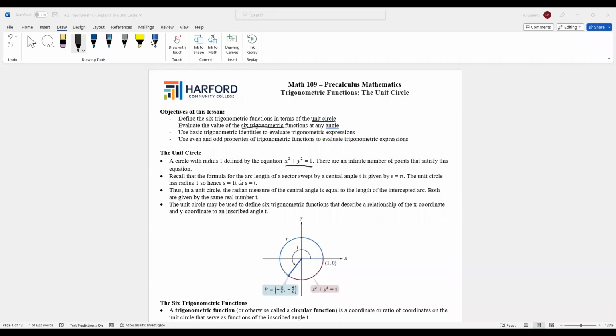So recall that the formula for the arc length of a sector, which we did in the previous section, is s equals r t. If the radius for the unit circle is 1, then the arc length is just equal to t, which is the central angle. So the unit circle, the radian measure of the central angle, is equal to the length of the arc. The unit circle may be used to define the 6 trigonometric functions and describes their relationship with the x and y coordinates.